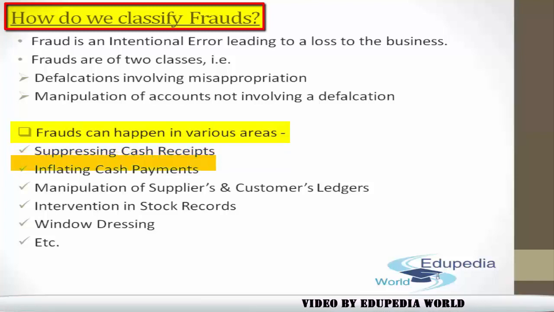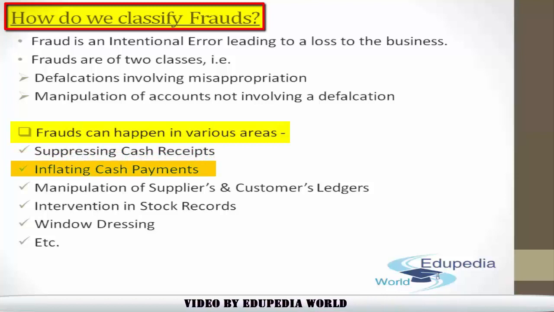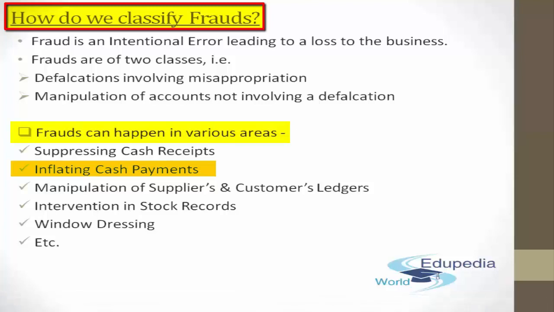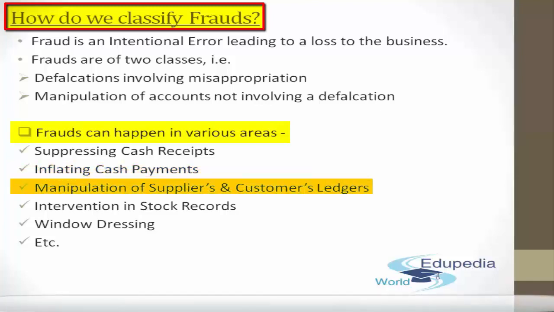Number two, inflating the cash payments. Your boss asks how much payment you made to that supplier, and you tell them, "I paid him 1000 rupees." However, in reality you paid just 500. Again, you are inflating your cash payments. Number three, manipulation of the suppliers' and customers' ledgers. Now you are increasing the supplier balances and decreasing the customer balances.